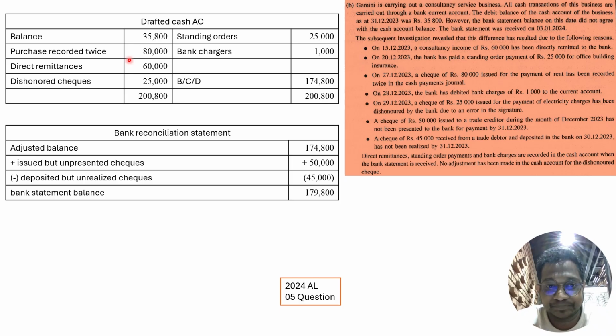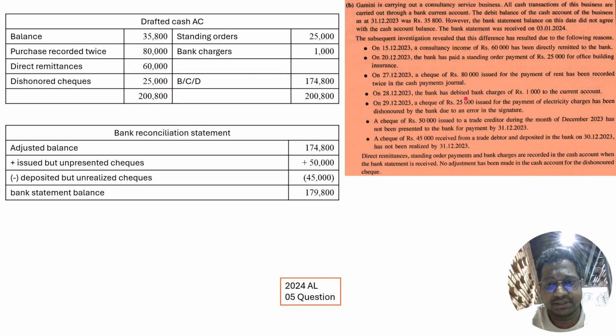And then the bank has paid standing order payments. So standing order payments, it should credit to the drafted cash account. And bank charges also you should credit. And there is a check issued, 80,000, for payment for rent. They recorded that twice in the cash payment journal. So when you are correcting that 80,000 payment, you have turnover one day. So that should debit to the adjusted cash account.